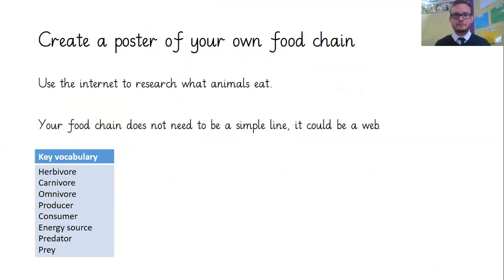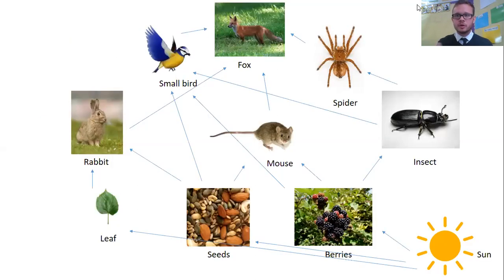Okay, so what we're going to do as our main task today is you're going to create your own food chain, okay? Now, you can use the internet if you want to help you with this to find out what animals do eat. But it does not need to be a simple line. I think it'd be better if it's more of a web like the previous slide, like this.